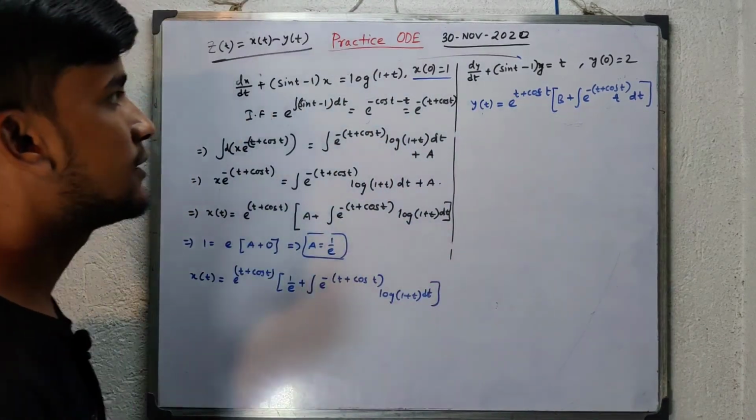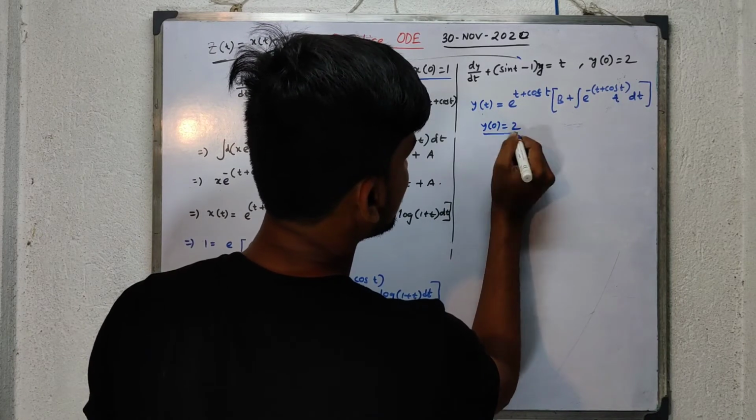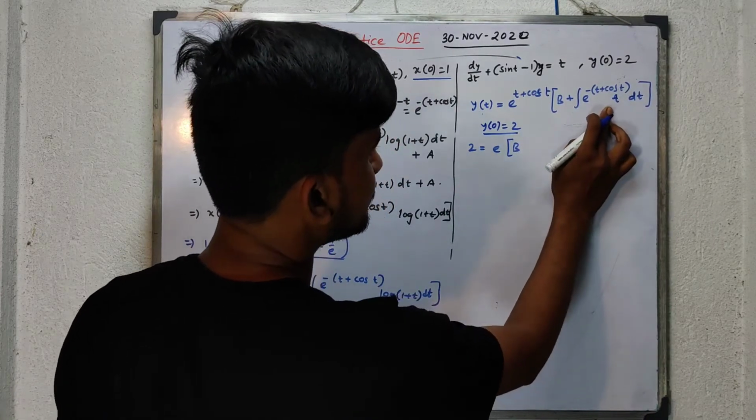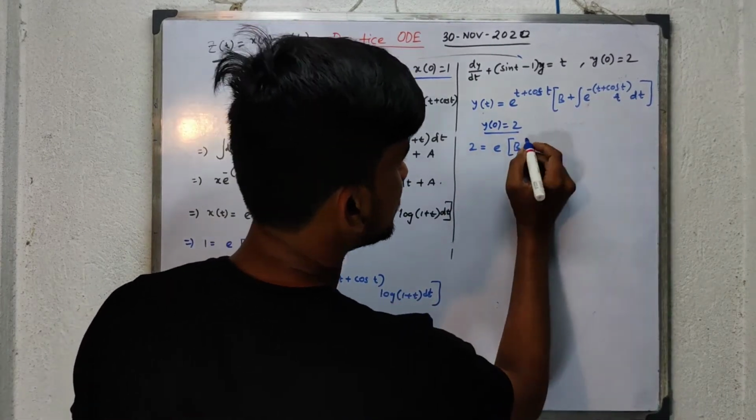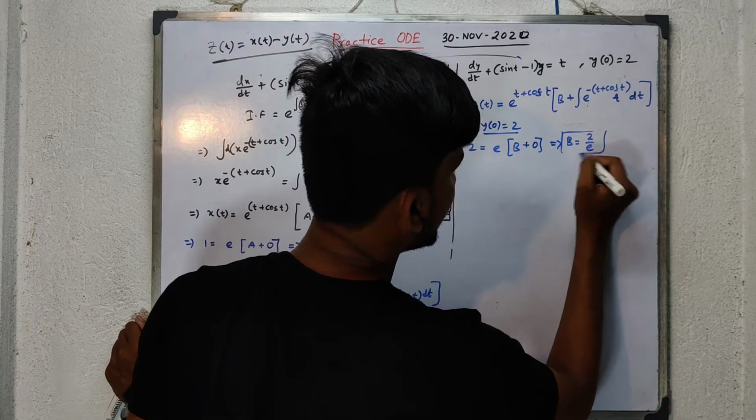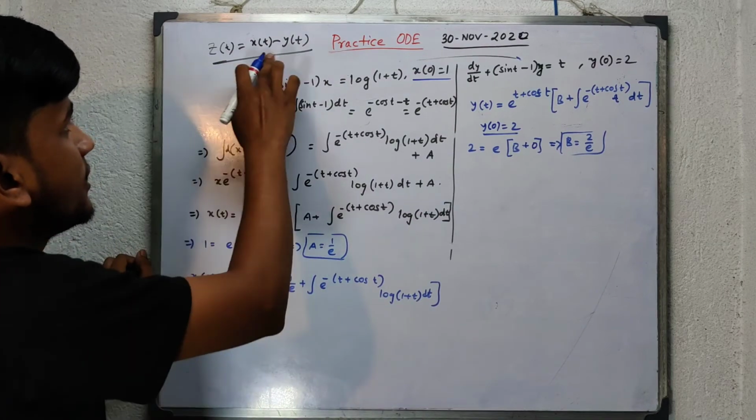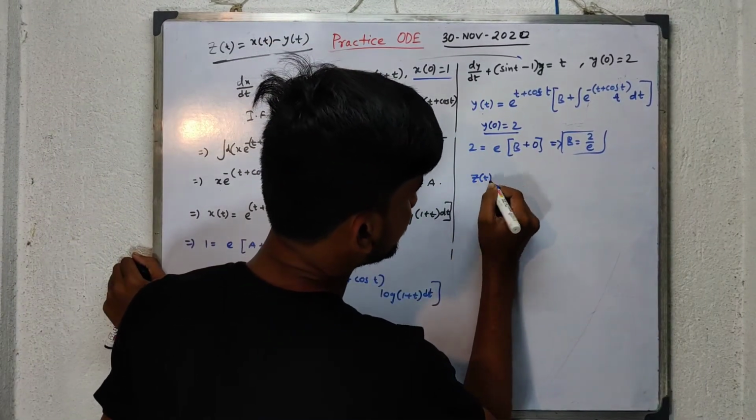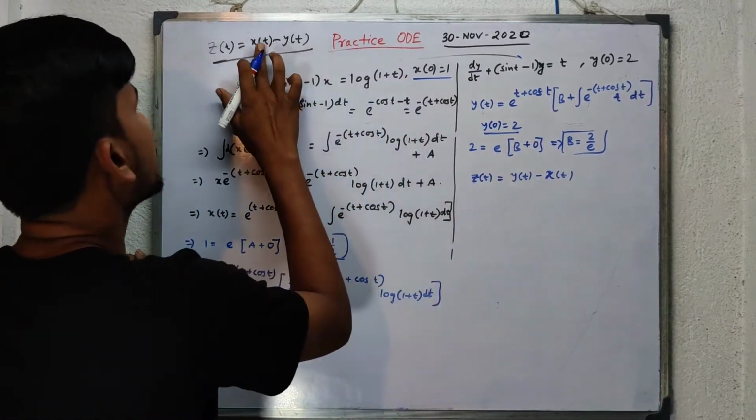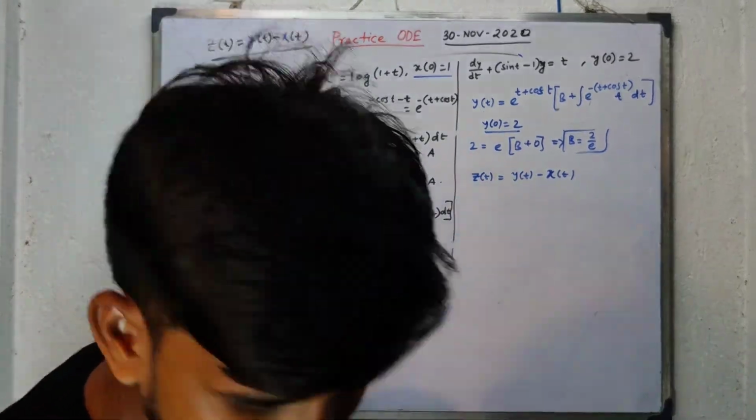Okay, so this is the y(t) term, and if we apply y(0) = 2, this gives 2 equals e times b, and the integral term goes to 0, so b equals 2/e. Now the question defines z(t) equal to y(t) minus x(t). Okay, z equals y(t) minus x(t).